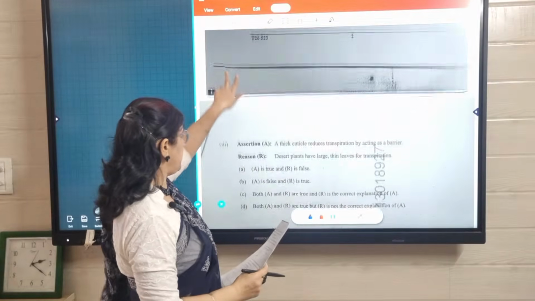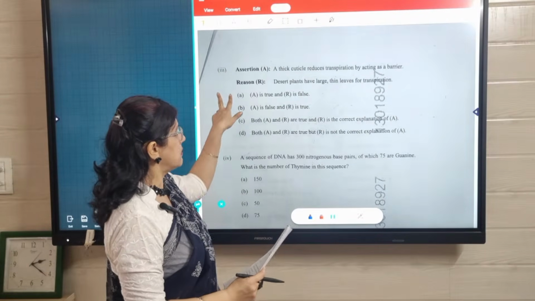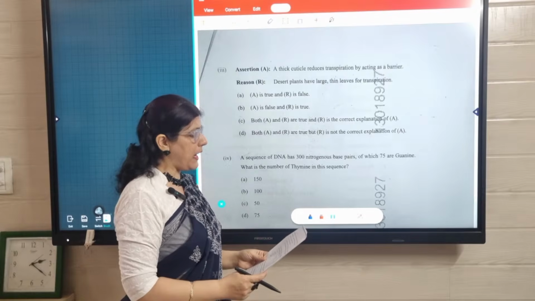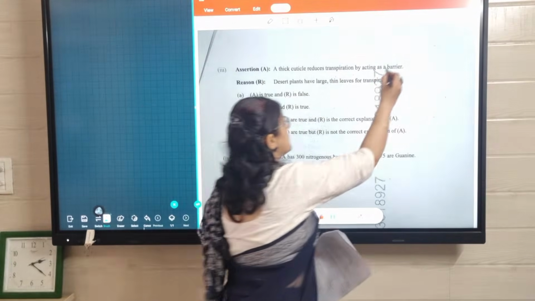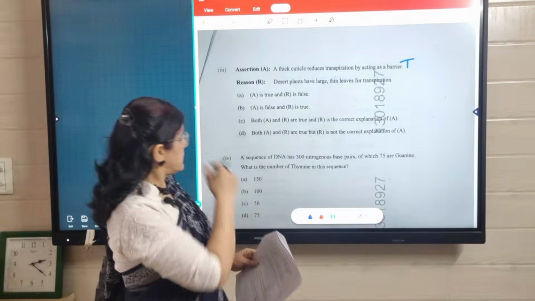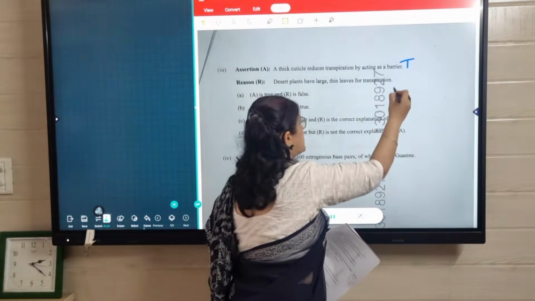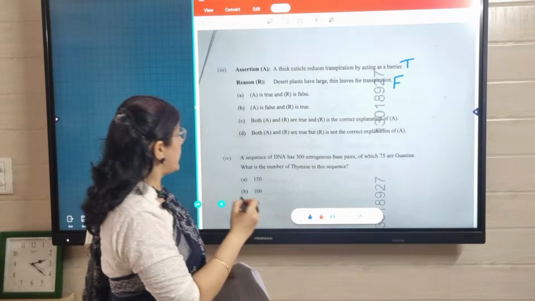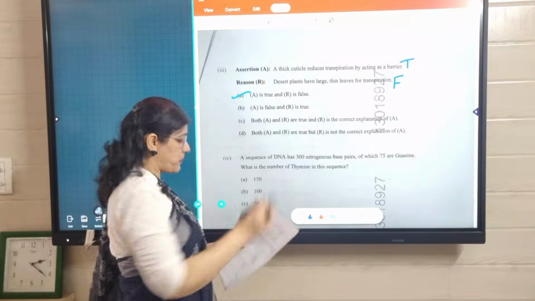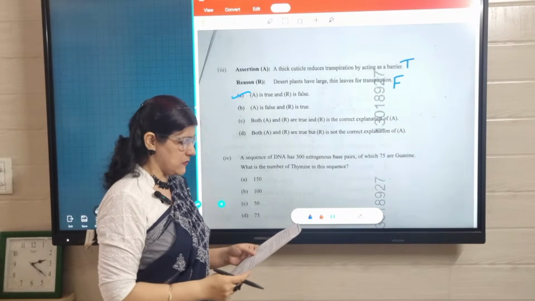In the third part, the assertion is that a thick cuticle reduces transpiration by acting as a barrier, which is a true statement. Next, the reason is that desert plants have large thin leaves for transpiration. We all know this statement is false. So A is true and R is false. Option A is correct in this case.